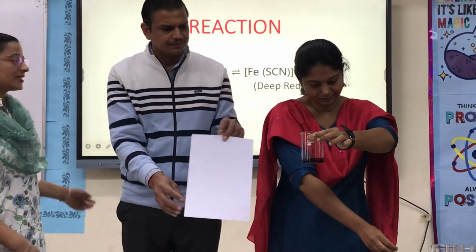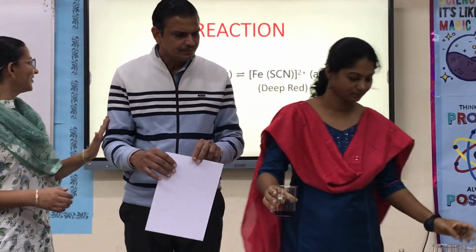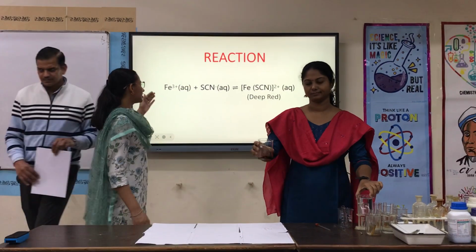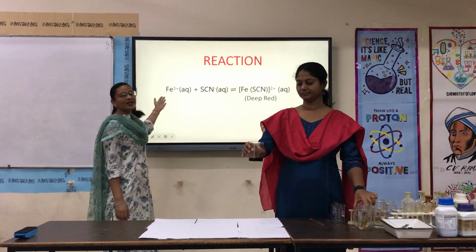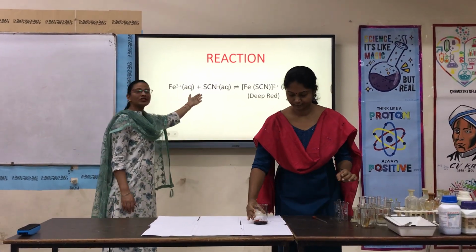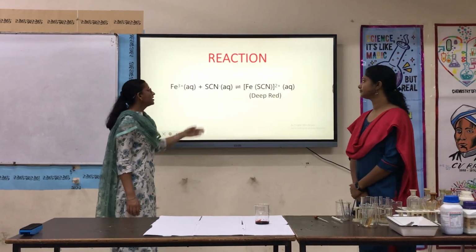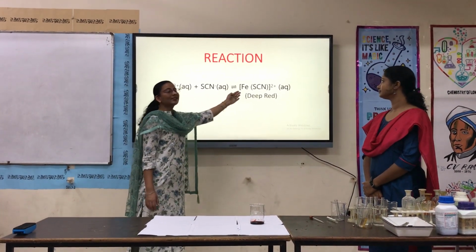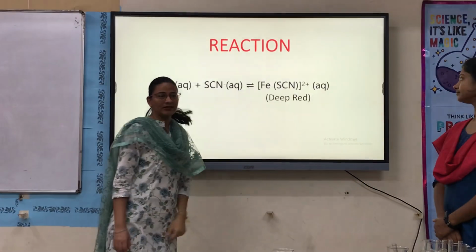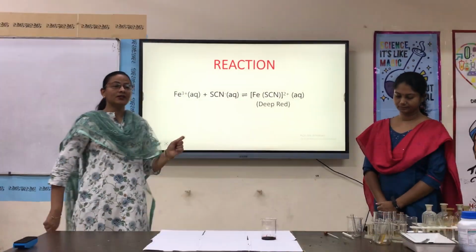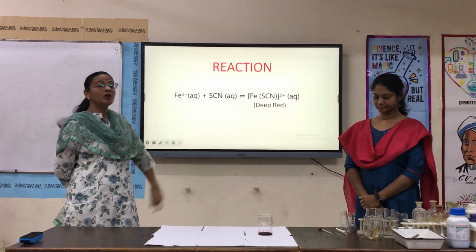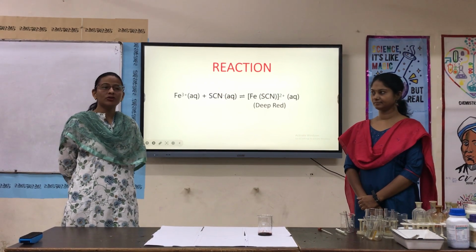So, as we see, the reaction which happens in this is ferric ions from ferric chloride reacting with thiocyanate ions from potassium thiocyanate to form the ferric thiocyanate complex, which is deep red in color. So formation of deep red color indicates the formation of the complex ferric thiocyanate.